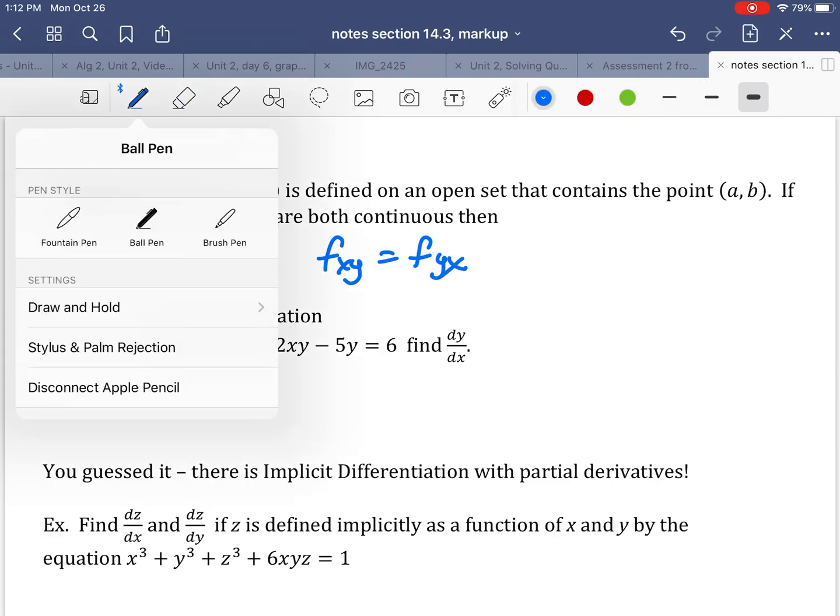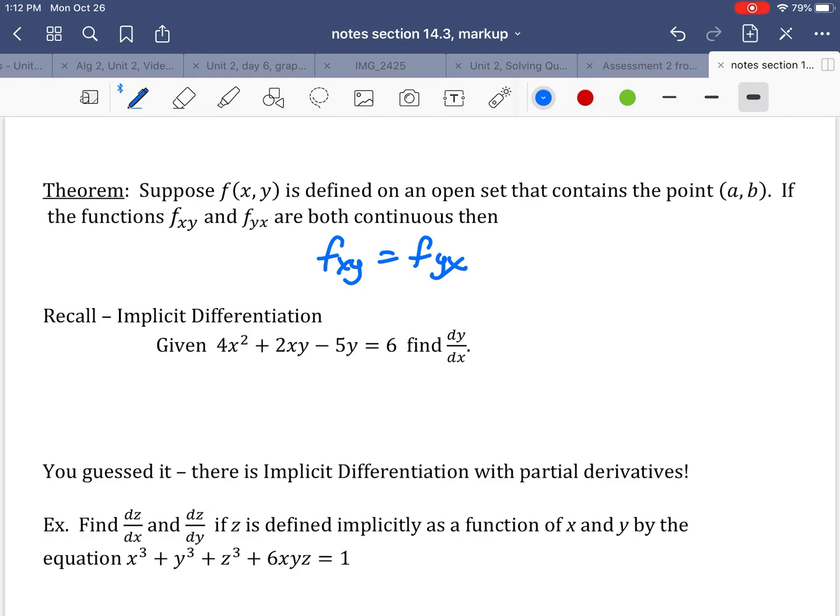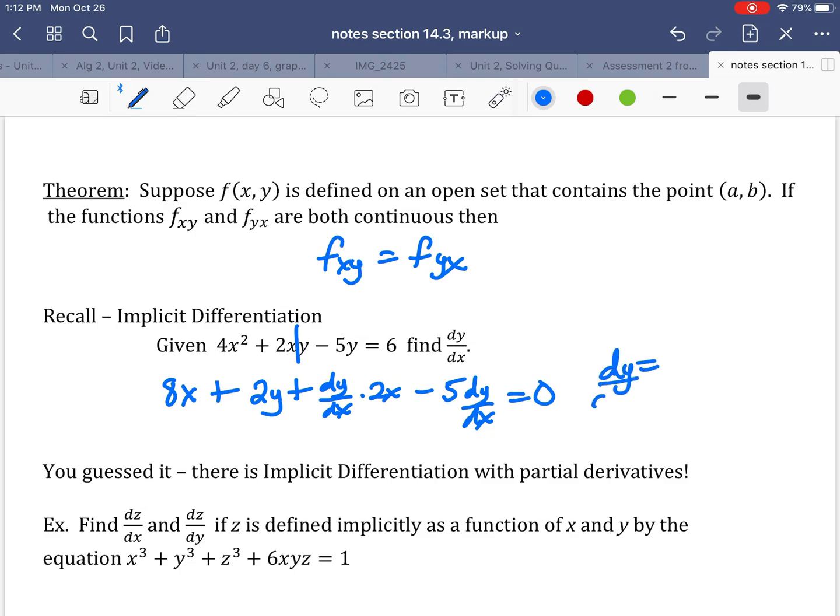All right, so let's see. My derivative, dy/dx, like last year, I would do 8x plus, I'd have to split this up and do the derivative of 2x, which is 2, and leave the y alone, plus the derivative of y is 1, but it's a y, so I put dy/dx, and I leave the 2x alone, minus the derivative of 5y is 5, but it's a y, so I put dy/dx next to it, equals the derivative of 6, which is 0.